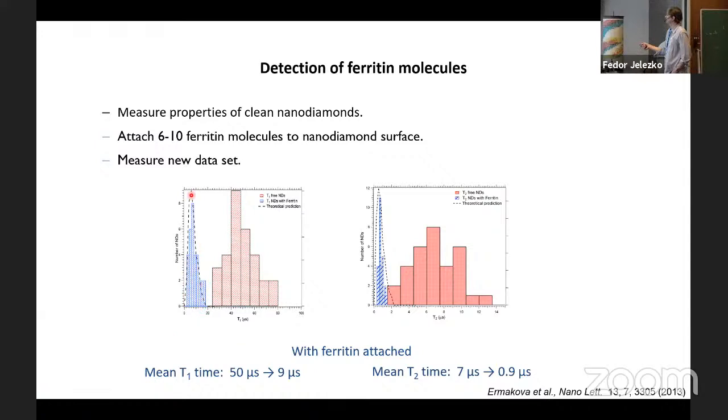It's a significant change. It's more than a factor of 5. And the same happens, so this is actually on the left side for T1 time, and the same happens for T2 time. So both measurements, T1 and T2, are a signature carrying the signal about the magnetic noise. And this protein does induce a magnetic noise. And this change actually carries the information about the number of iron ions inside of the ferritin molecule.